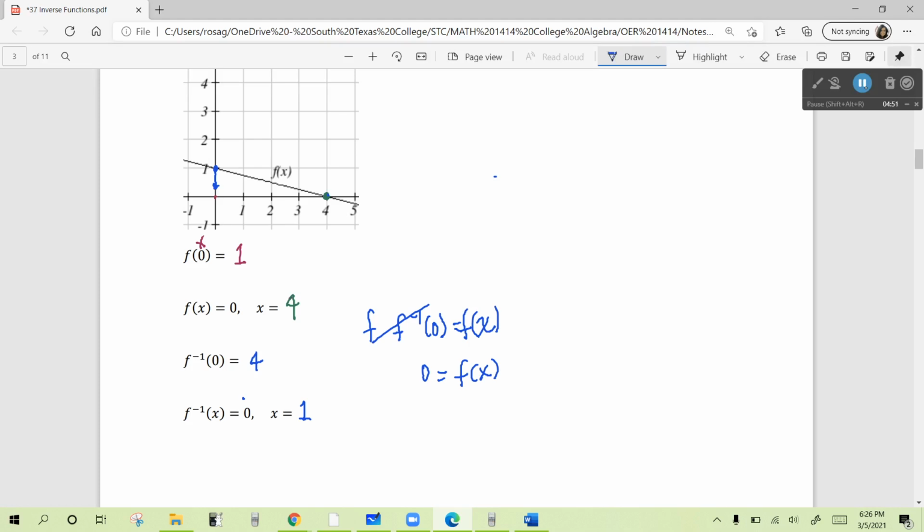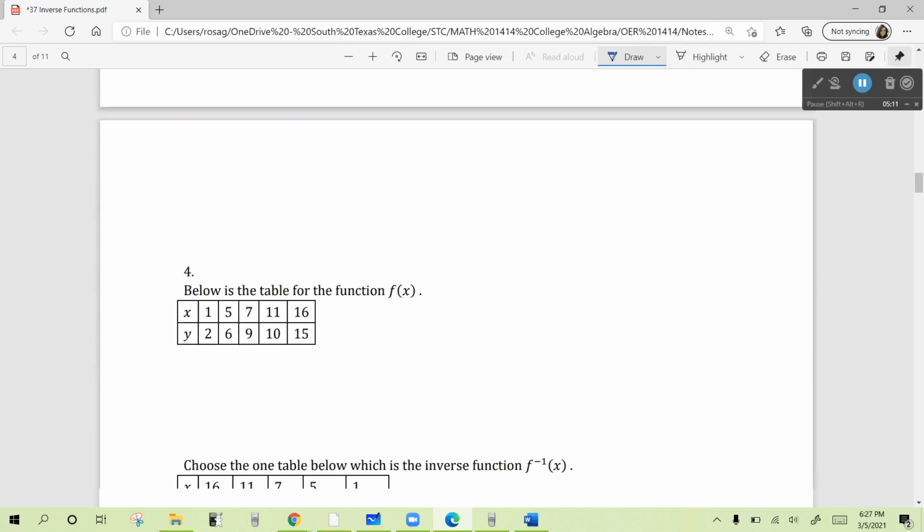When is the function 0? So that would be this one. See, like this one. f inverse of x equals 0. So when I take the inverse, x equals f of 0. So here the x value would be 0, so that equals 1. Hope that's making sense.